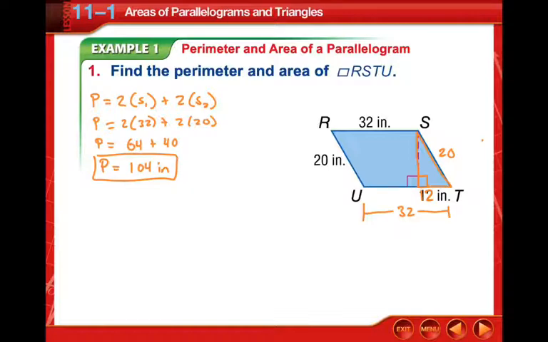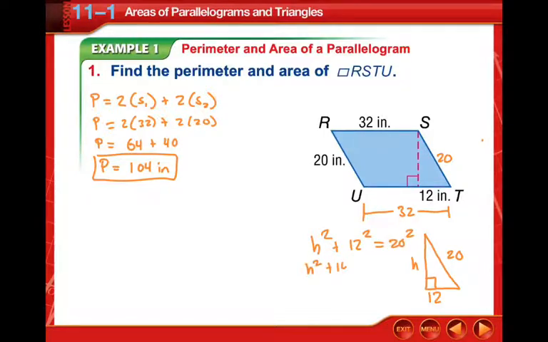So what I'm going to do is take that triangle and move it down. Leave that 20 up there though. So we are missing this height here. So our height, we're going to use Pythagorean theorem. So height squared plus 12 squared is equal to 20 squared. So 12 squared is 144. 20 squared is 400. So we subtract 144 from both sides.